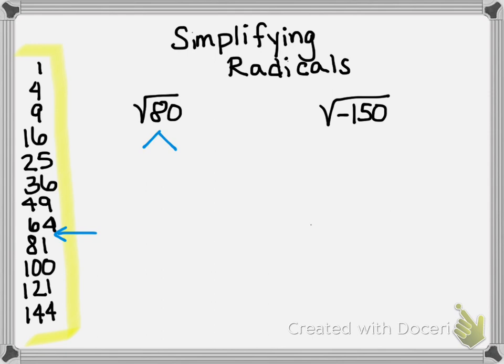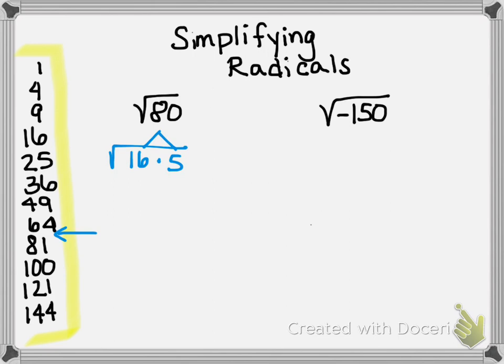In your calculator, start doing 80 divided by 64. See if it works. 80 divided by 49, divided by 36, 25. You'll notice that 80 is 16 times 5. And you need to remember that you are still taking the square root of both of those numbers.